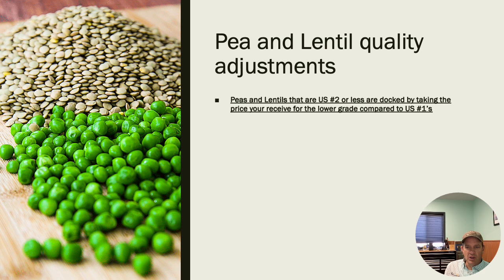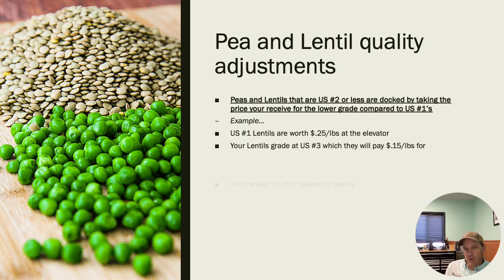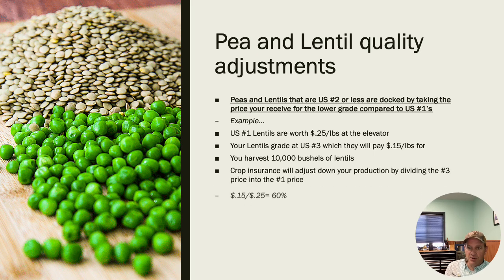On pea and lentil adjustments, those are a lot more straightforward. As long as it's on their list of things that can be a quality issue, which most of them are on there, if it makes them US number 2 or less, they just take what you got for the number 2 or less pulse crops and divide that into what you should have had for number 1s and use that for your reduction. So in this scenario, you're only going to get 15 cents a pound because your lentils graded number 3. You should have had 25 cents a pound at the elevator if they were number 1s. So it's pretty simple. They just divide 15 into 25. You got 60% of the price you should have received if they were number 1s. So they're only going to count 6,000 bushels, or 60% of the 10,000, against you for your claim.